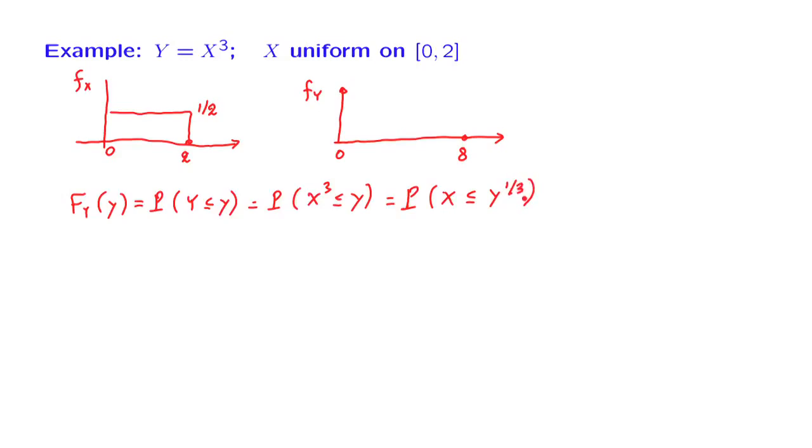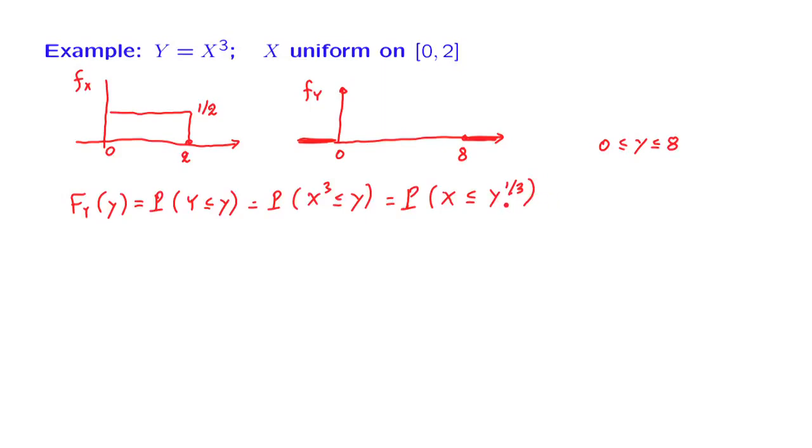Now, we only care about values of y that are between 0 and 8. So this calculation is going to be for those values of y. For other values of y, we know that the PDF is equal to 0, and there's no work that needs to be done there. Okay.